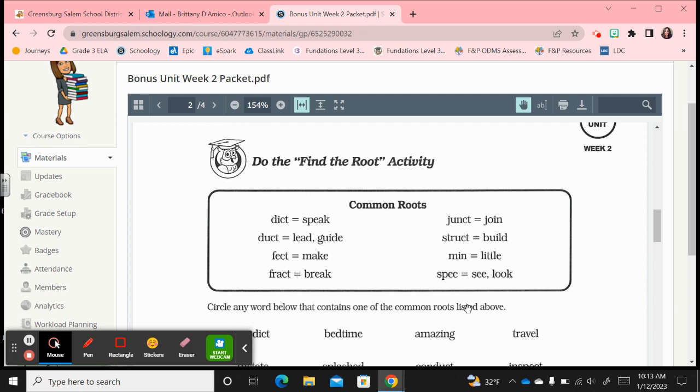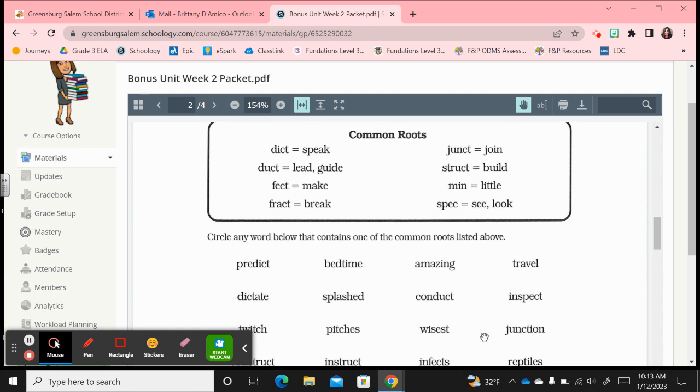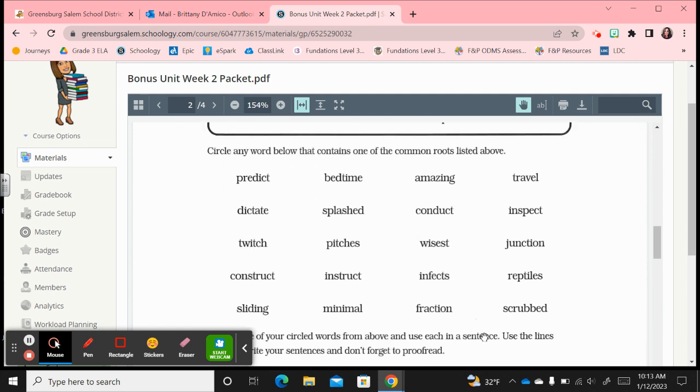All right, let's take a look at the first page that says do the find the root activity. Okay, so these are the common roots that we are learning and their meanings. It says circle any word below that contains one of the common roots listed above.